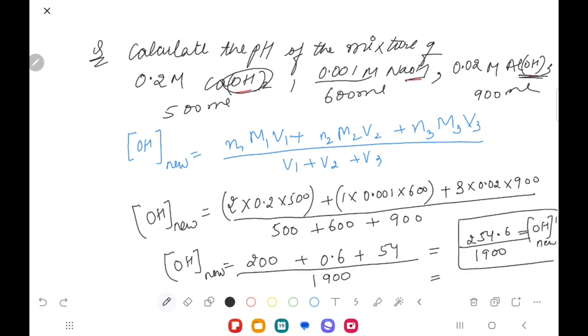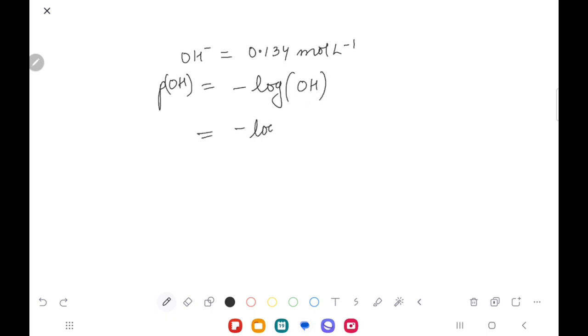Are you understanding my point? Just calculate that for me. How much would that be? Okay. So that is going to be 0.134 moles per liter. That is my new OH ion concentration. But if I know the OH ion concentration, 0.134 moles per liter, so pOH shall be what? pOH shall be minus times log of [OH]. So minus times log of 0.134.